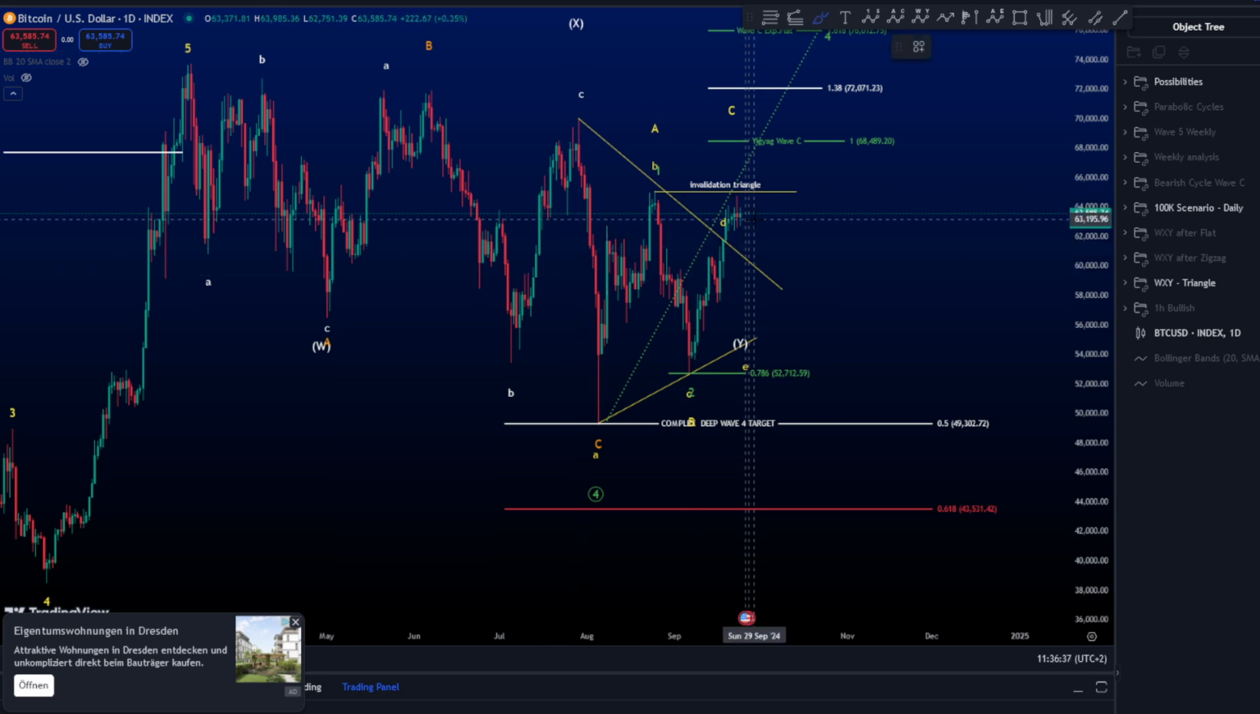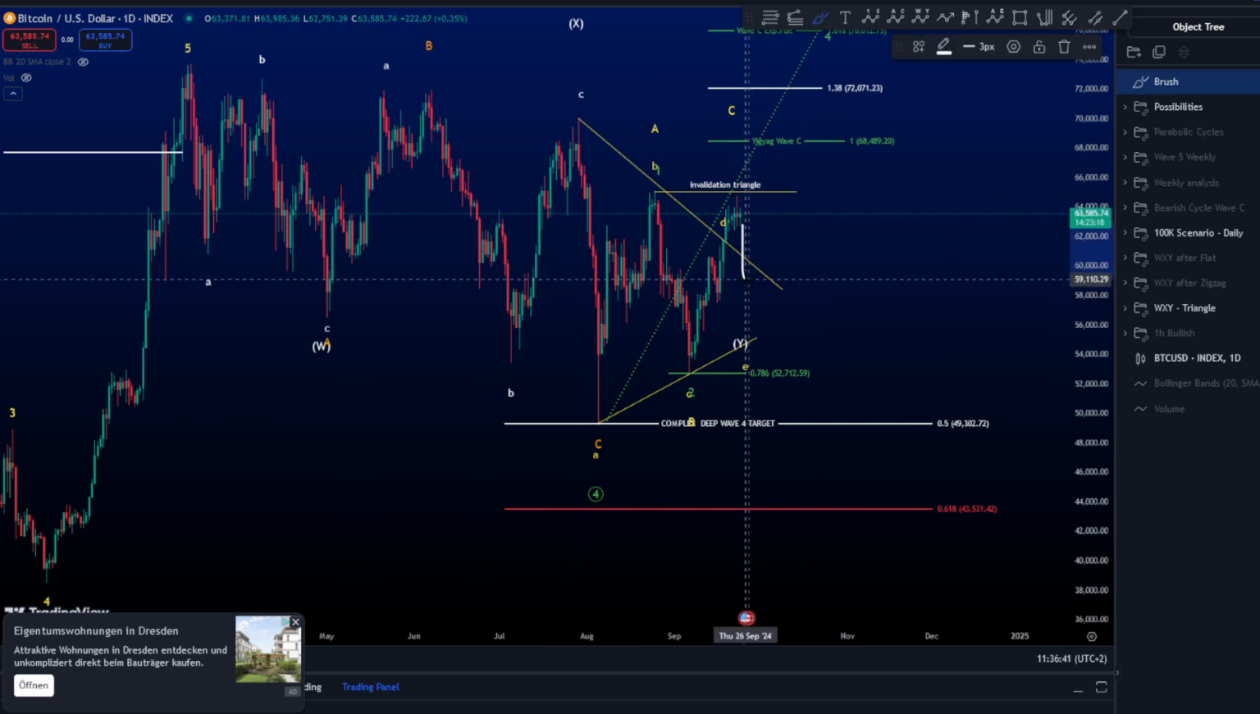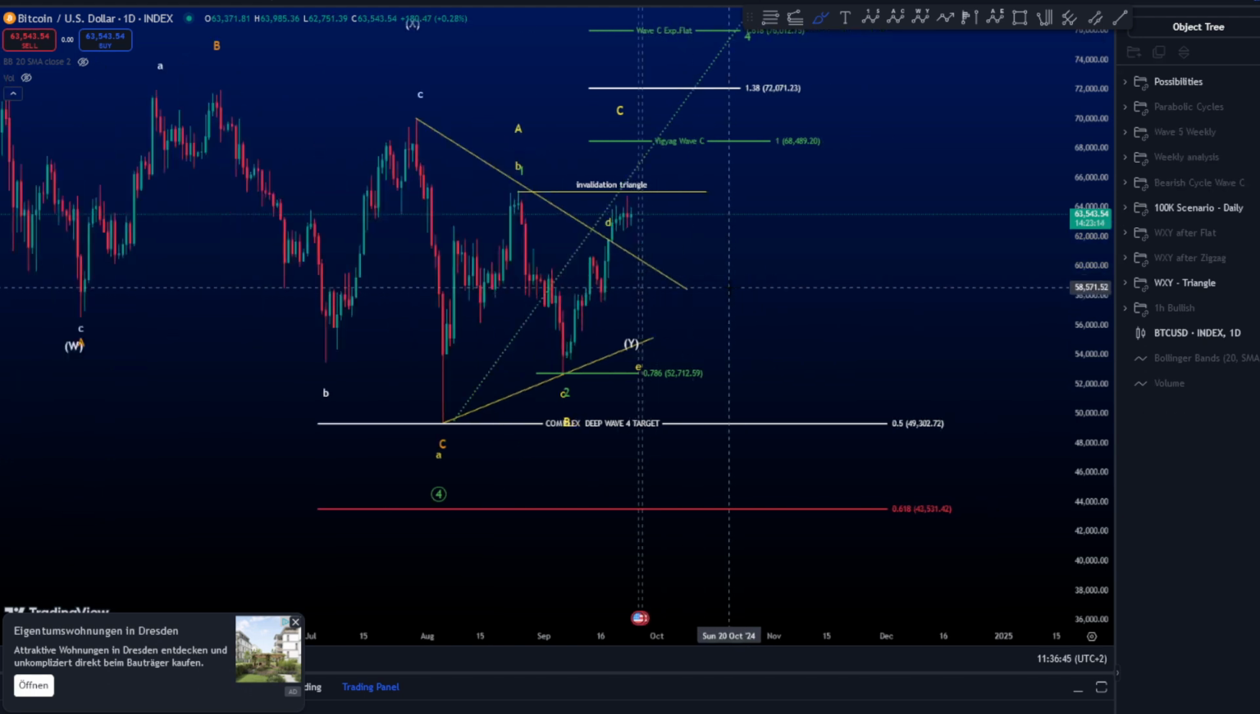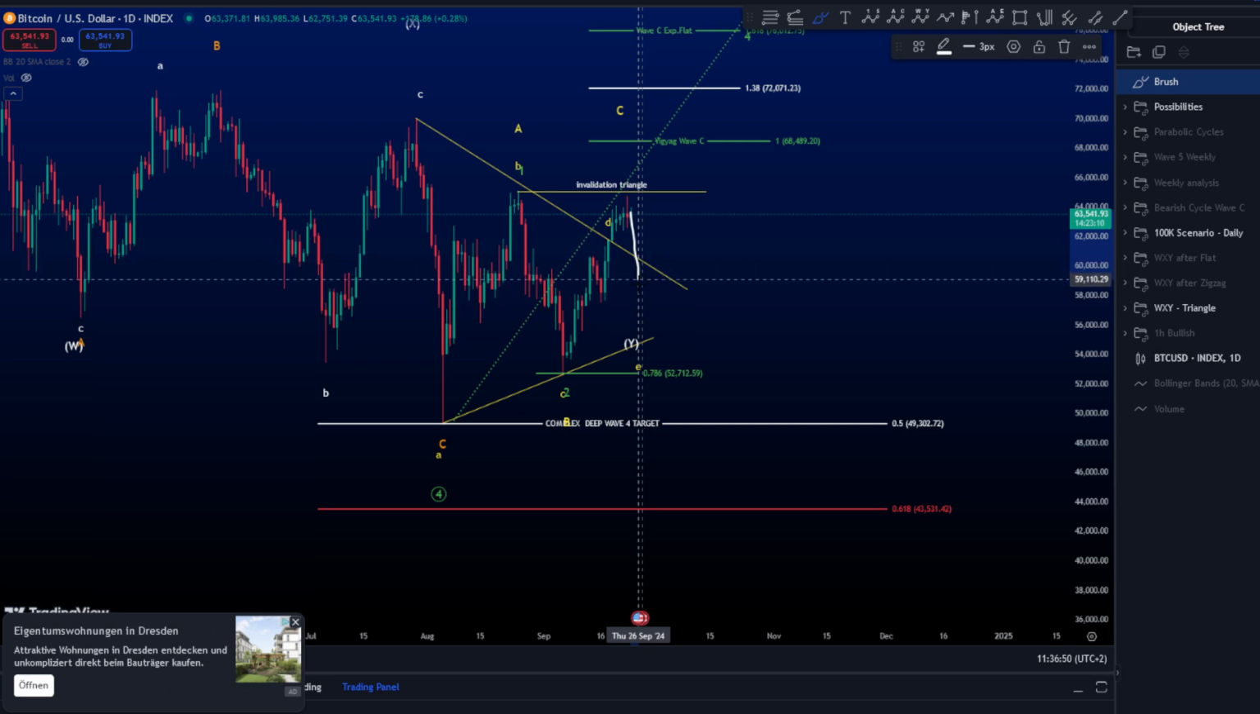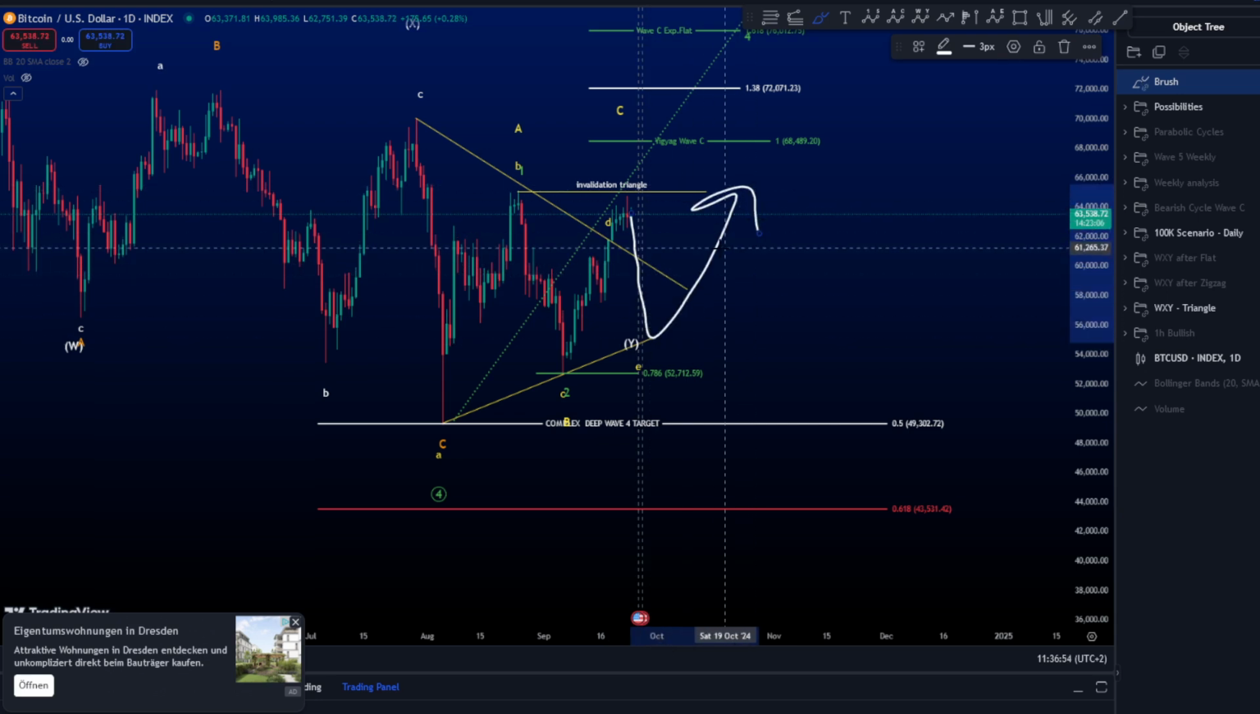Therefore, a triangle can still validate, or it can be reactivated once we get back to this zone here. So this is your closest bearish scenario, where we can go back to this zone, and then of course move towards a wave E, and then move up again towards the upside.